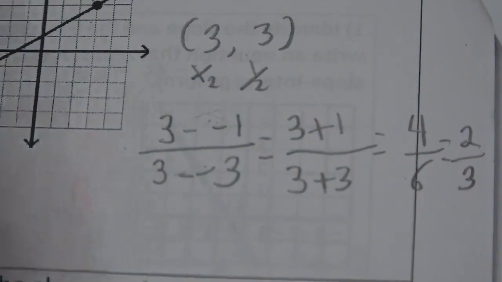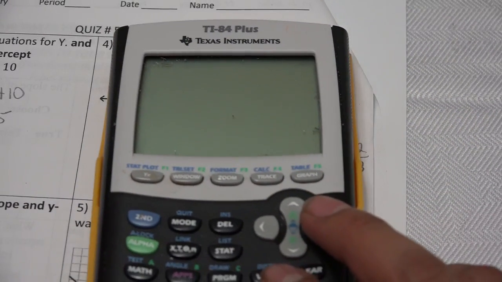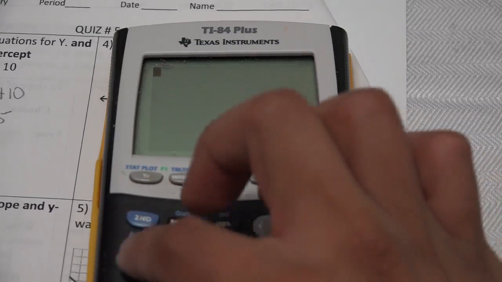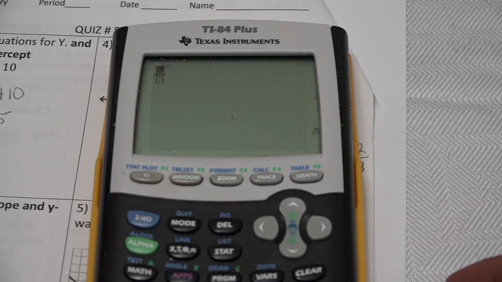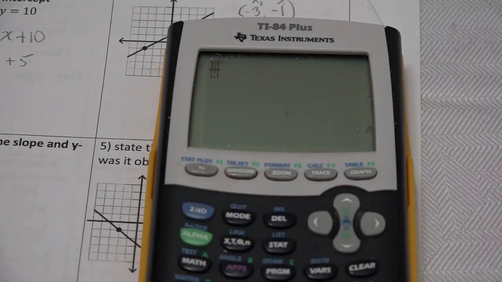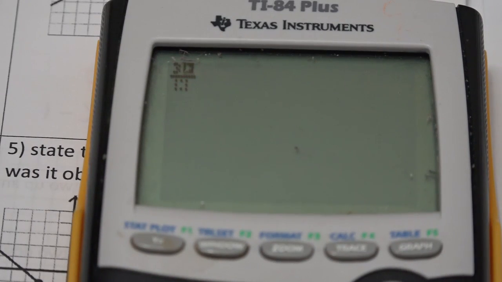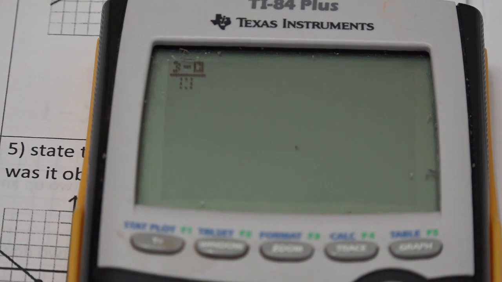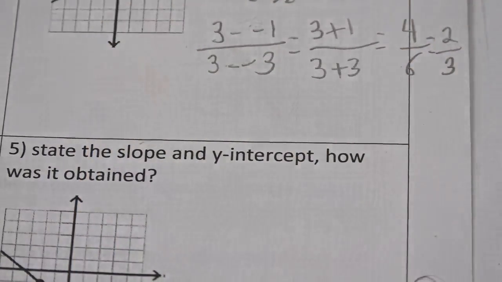Okay? Now let's see if it's true. Alright, so we're gonna zoom out. So we're going to use fractions. So what we're gonna do is press alpha y equals, press enter. Now we have the fraction. So I'm gonna enter the fraction that I wrote before. 3 minus -1. 3 minus is one thing on the calculator and negative is another thing. Over 3 minus -3. Now watch what happens when I press enter. 2 over 3. Boom. See, simplified.